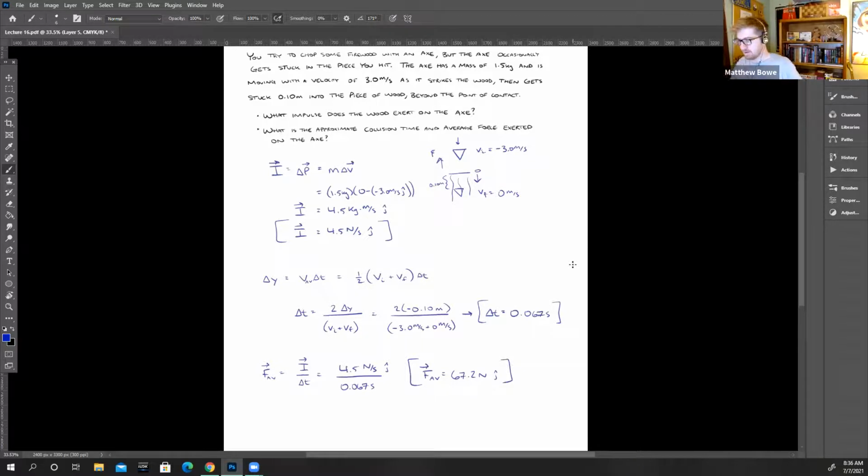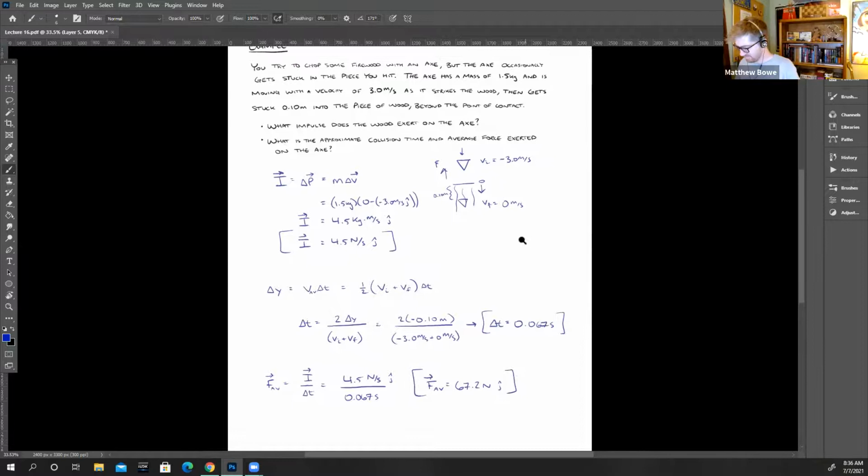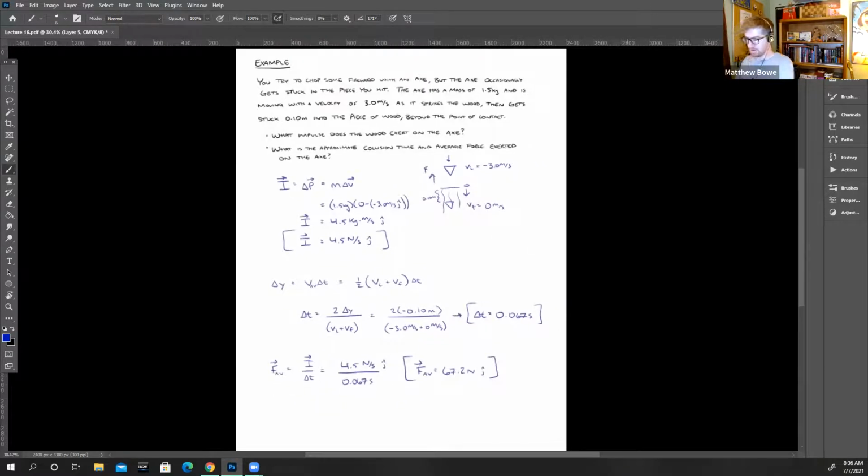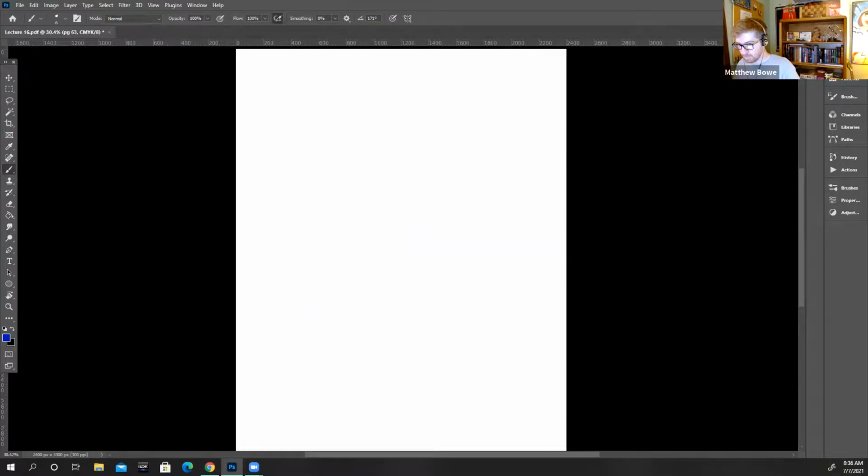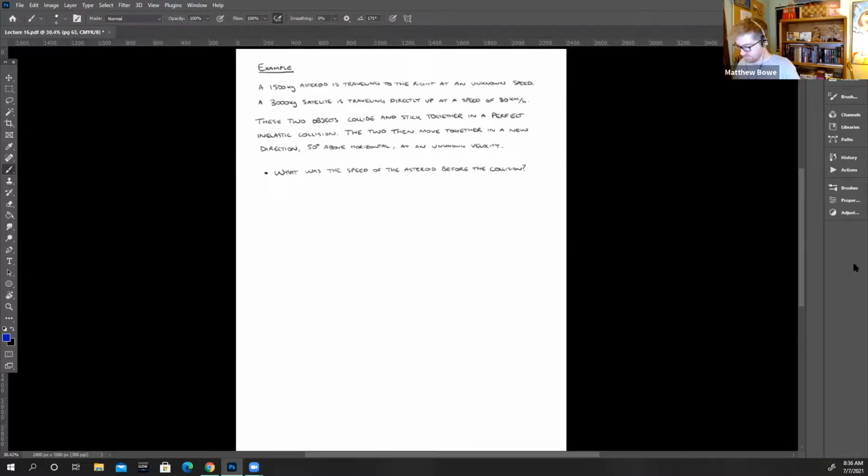Okay. The next example is, I think, good just in general for getting used to two-dimensional collisions. We have, all right, so there we go.